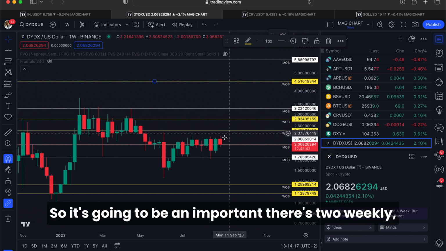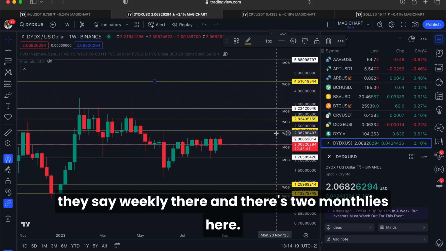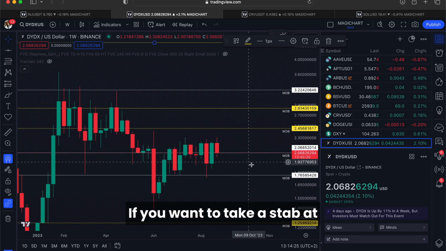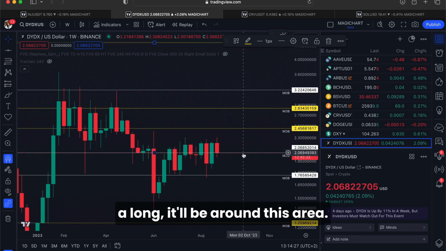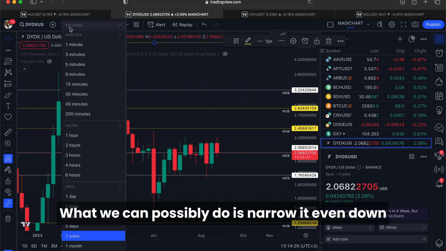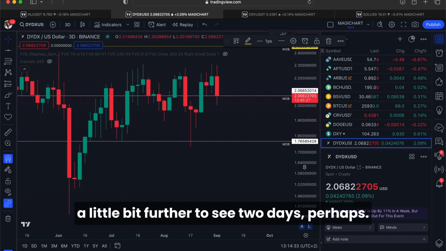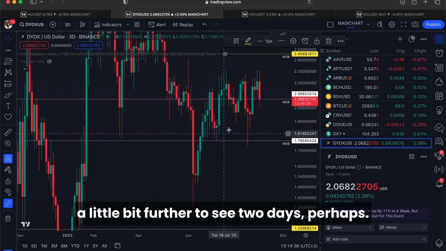So it's going to be important. There's 2 weekly. There's a weekly there, and there's 2 monthlies here. So we're on the month right now, like literally on the month. If you want to take a stab at a long, it'll be around this area. What we can possibly do is narrow it down a little bit further to 3 days perhaps.